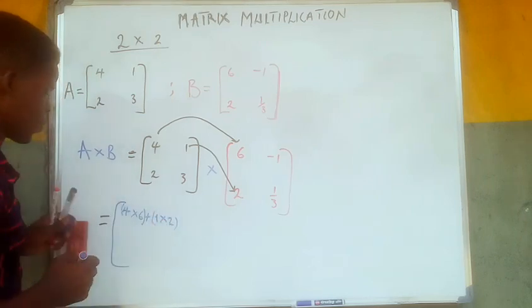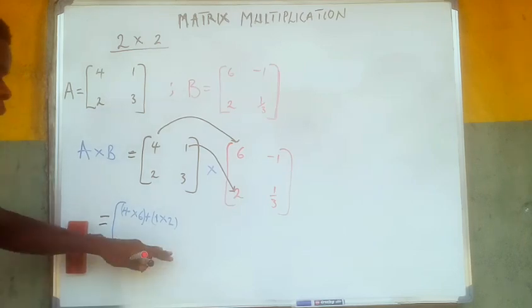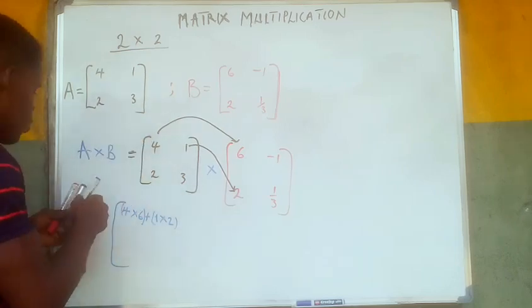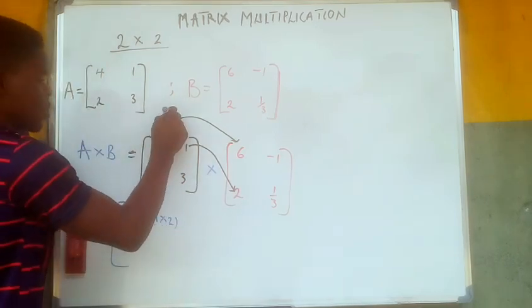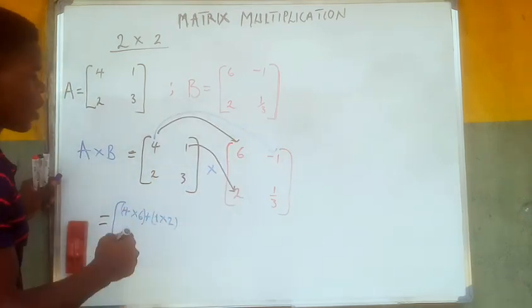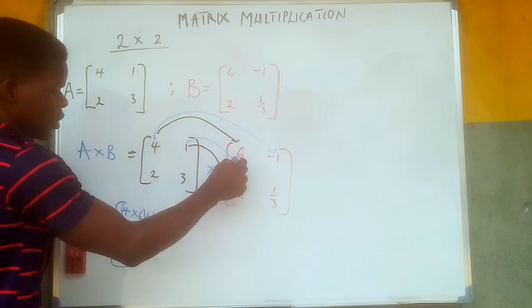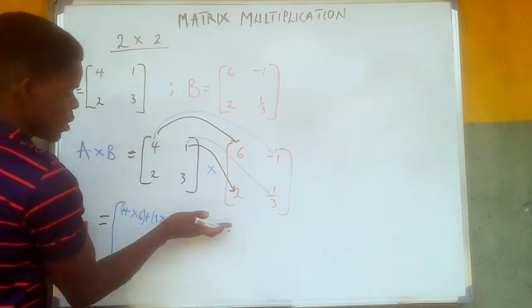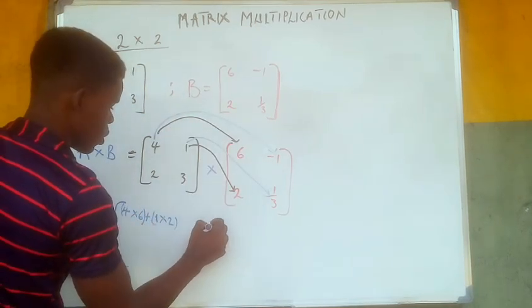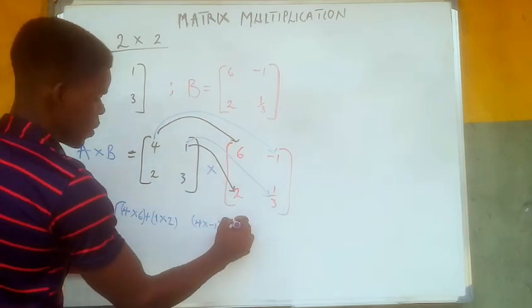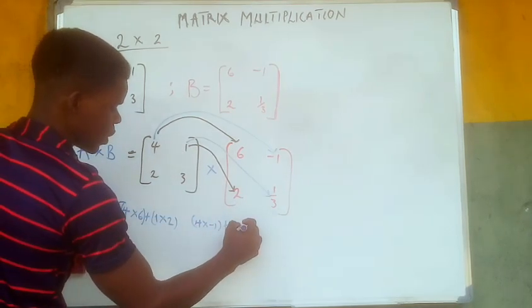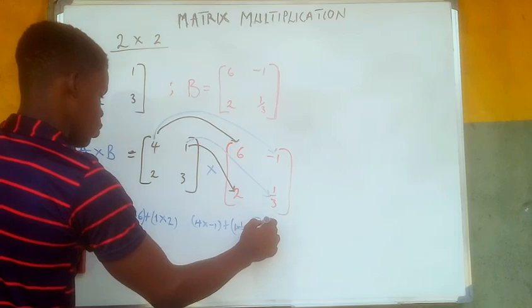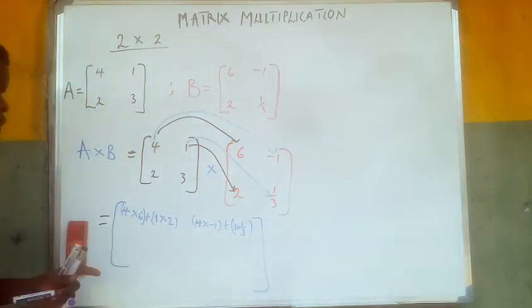Now our new matrix is just the addition of this product and this product. We will go again, 4 by this other entry right here, plus 1 by this other entry right here. The entry right there was -1, so we're going to write it here: 4 times -1 plus 1 times 1 over 3. Great. So that has completed the first row in the new matrix.